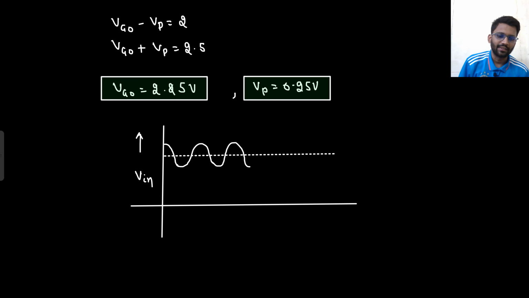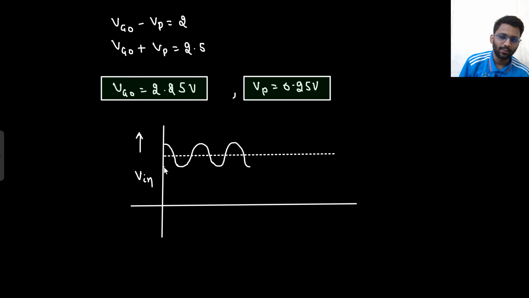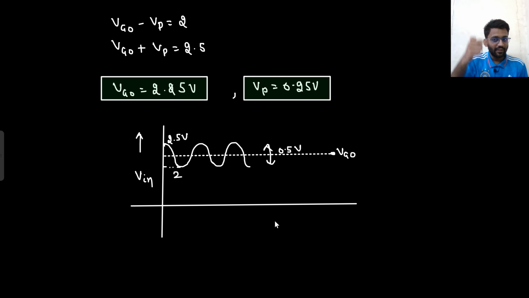You only know this range, that is 2 to 2.5 volt. So this has to be 2, this has to be 2.5. You only know this range, and this range is 0.5 volt. This is what you know. But you don't know this DC potential, that is Vg naught. You don't know that potential. Vg naught can vary anywhere.